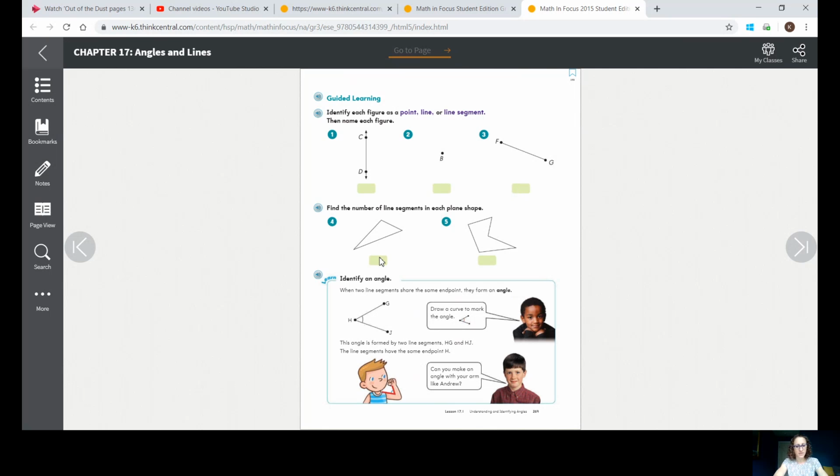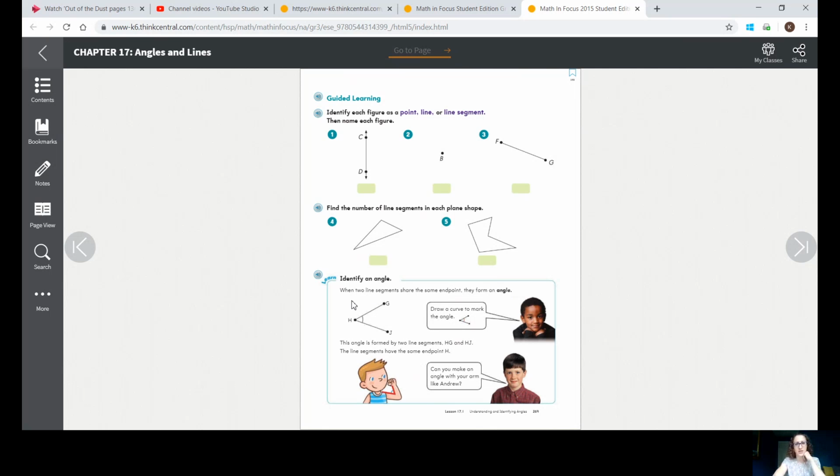Number 4, this one says find the number of line segments in each plane shape. So think about that. The number of line segments, how many are there? I count 3. 1, 2, 3. Okay. This one, let's see. How many line segments? 1, 2, 3, 4, 5.